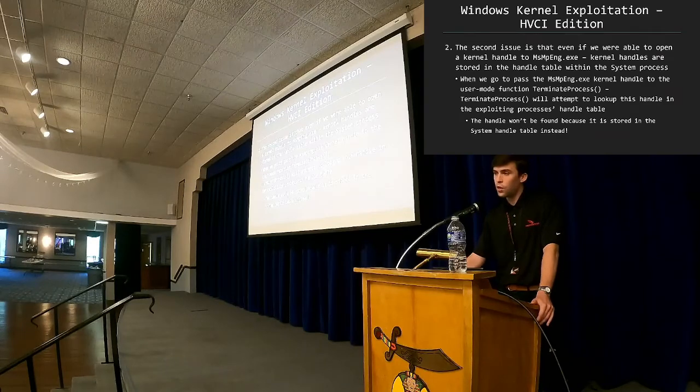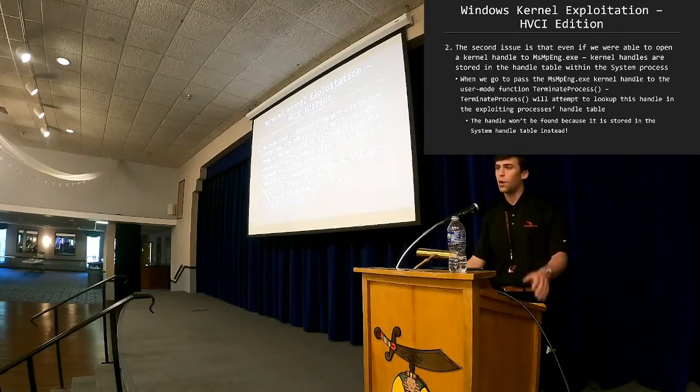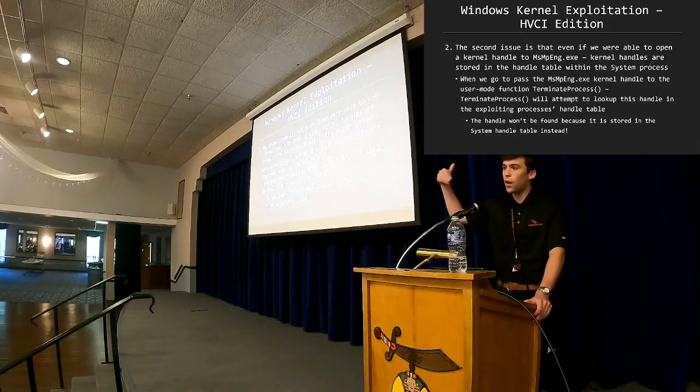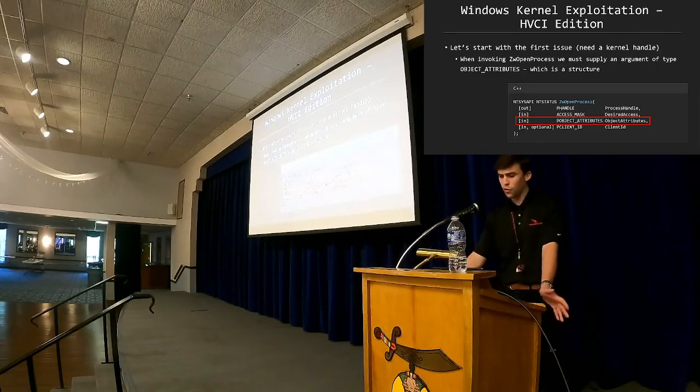So now we run into an issue where even if we get the necessary handle, it's stored in another process's handle table. So when we call TerminateProcess, it will try to look up in our handle table all of the handles, and it won't find it because it's located in another process. So the first issue is we need a true handle. We need a true kernel handle.